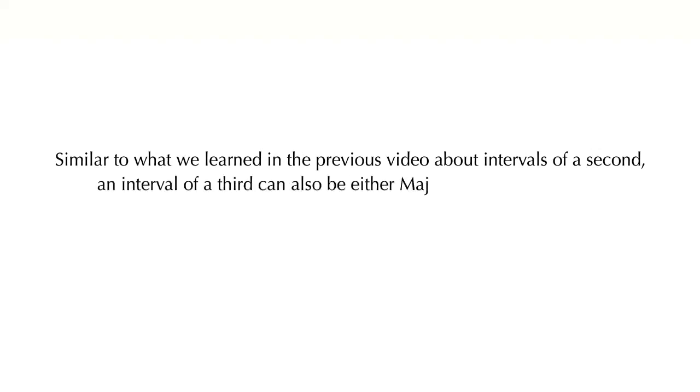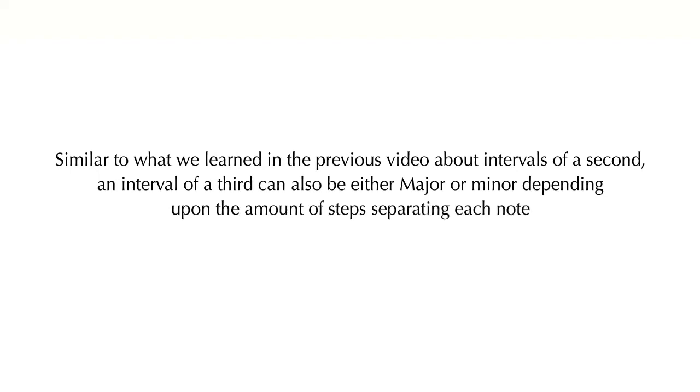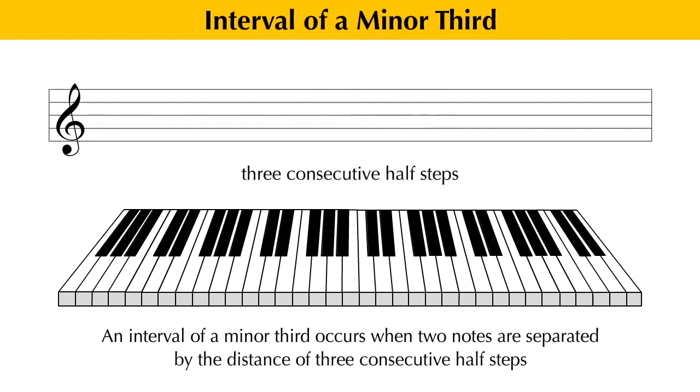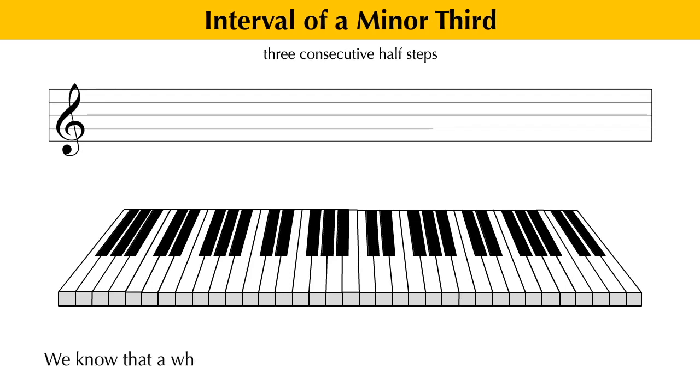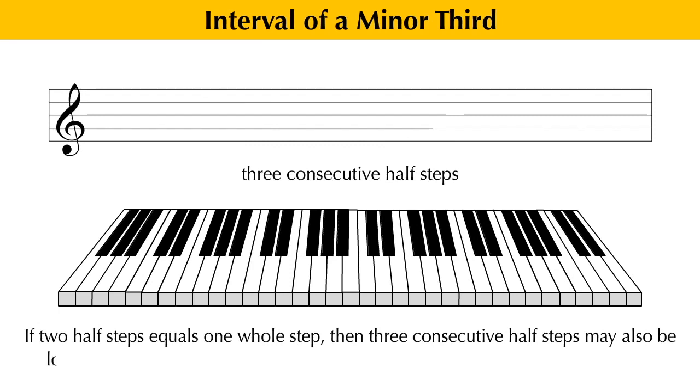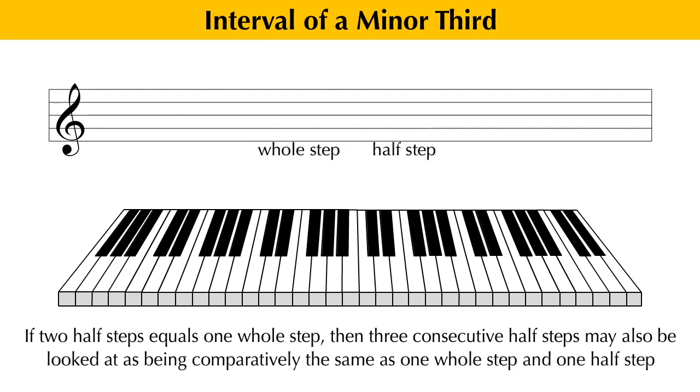Similar to what we learned in the previous video about intervals of a second, an interval of a third can also be either major or minor depending upon the amount of steps separating each note. For example, an interval of a minor third occurs when two notes are separated by the distance of 3 consecutive half steps. Now, we know that a whole step is essentially the same as 2 consecutive half steps. Therefore, if 2 half steps equals 1 whole step, then 3 consecutive half steps may also be looked at as being comparatively the same as 1 whole step and 1 half step.